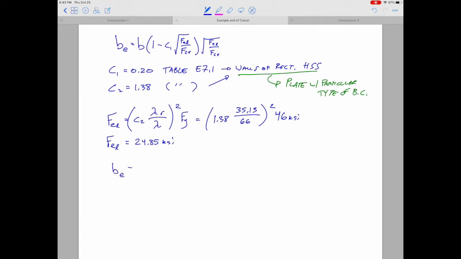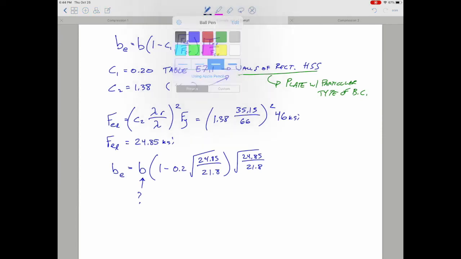Okay, so now from here, let's calculate be. We've got b, we've got 1 minus C1. Oh, we already know C1, sorry. Minus C1, which is 0.2, times the square root of 24.85 divided by 21.8, and the same thing, 24.85 divided by 21.8. Okay, what do you see missing here? Oh, wait a minute, do we know what this is? Here's where the discussion about this radius is going to come back into play.